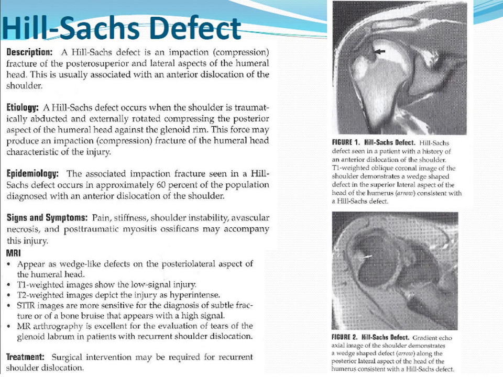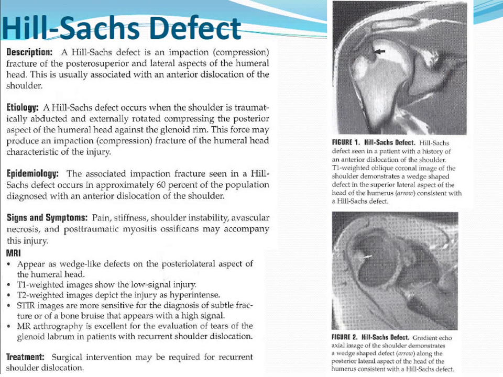This is called a Hill-Sachs defect or a Hill-Sachs fracture. It's actually an impaction fracture of the posterior and lateral aspect of the humeral head. This occurs with an anterior dislocation of the shoulder. The shoulder usually dislocates anteriorly, and where the humeral head bangs into the glenoid is where you can get this impaction fracture. And likewise, you can have a fracture of the glenoid called a Bankart lesion on the other side.